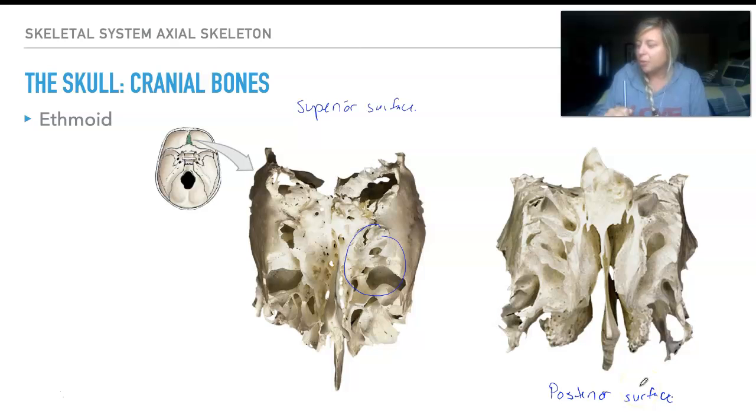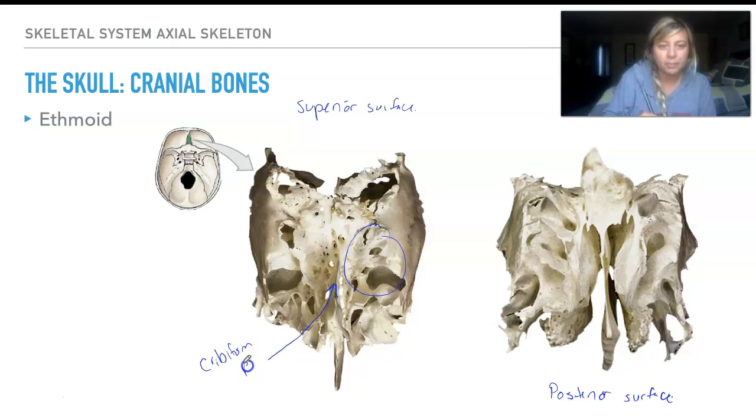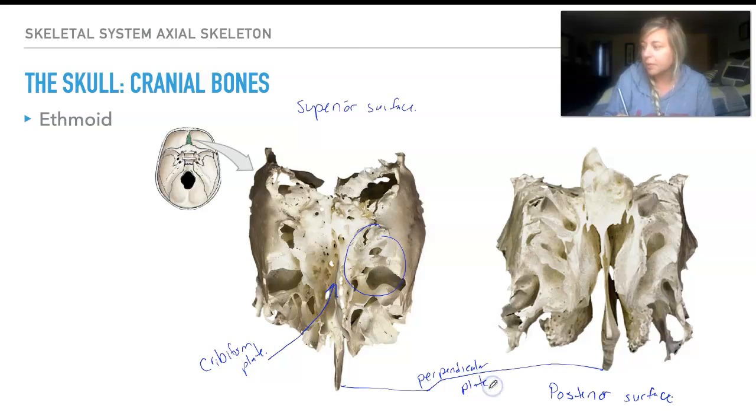A couple of important structures. In the center here is a structure called the cribriform plate. At the bottom here, sticking down, you can see on both views here, is what's called the perpendicular plate. We also see some nasal conchae.